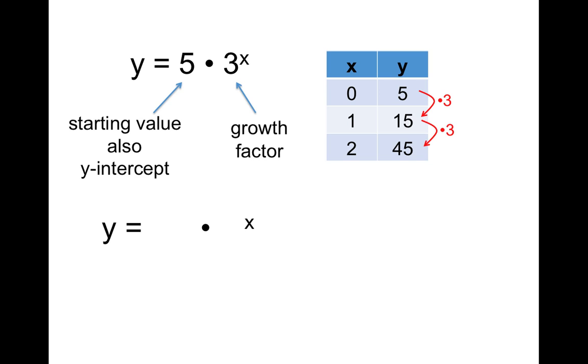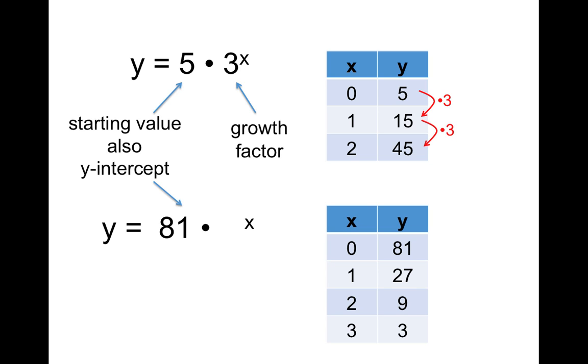A decay equation is similar to a growth equation, except the quantities will decrease by the same factor instead of increase. This first quantity still represents the starting value. Since we're going to start with something that gets smaller and smaller, we'll start with a large number. I'm going to choose 81. In this table, the y values decrease by the same factor every time, and the base of this exponent will be called the decay factor.